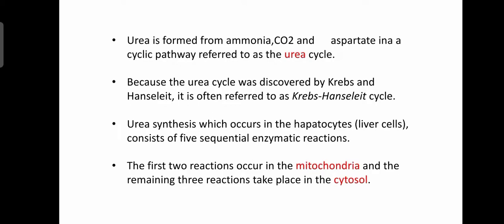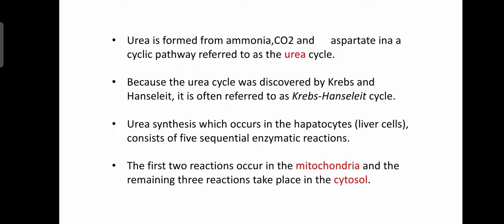So, we all know that the urea cycle takes place in liver cells, that is hepatocytes, and the urea is transferred to the kidneys and excreted through the urine. This is a process which takes place in the human body. The urea cycle was discovered by Krebs and Henseleit, these are the scientists who discovered it, and it is often referred to as the Krebs-Henseleit cycle.